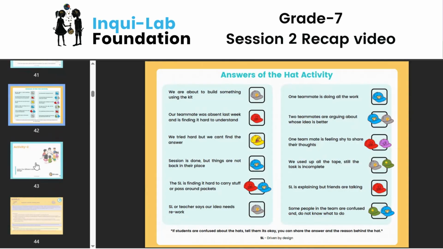Make sure they are sticking the hats neatly. And remember that you have to remind them that we are going to imagine wearing these hats when we are doing the activities from now.